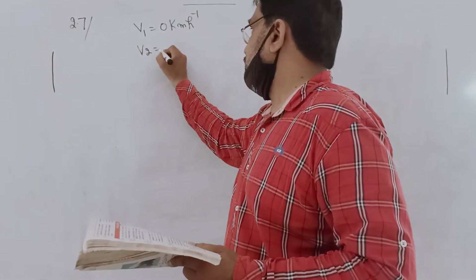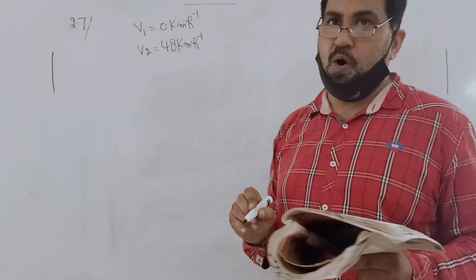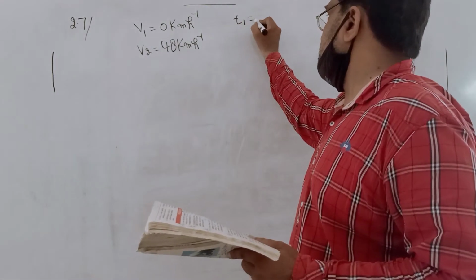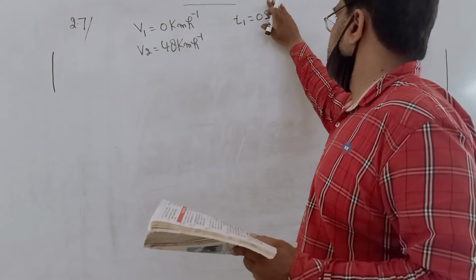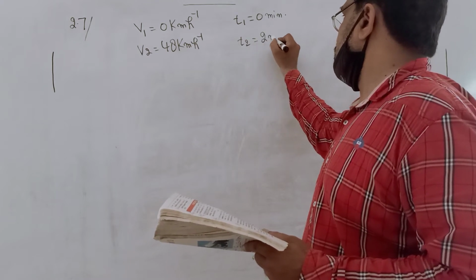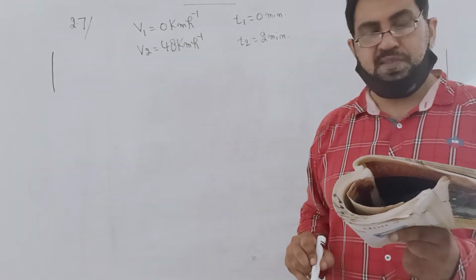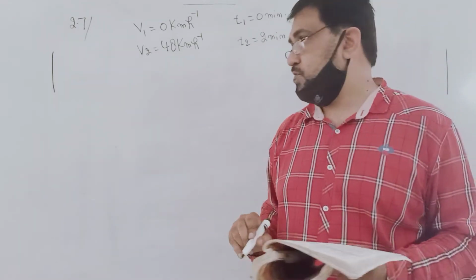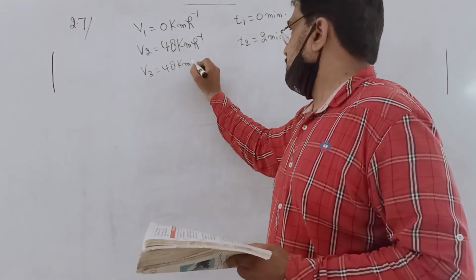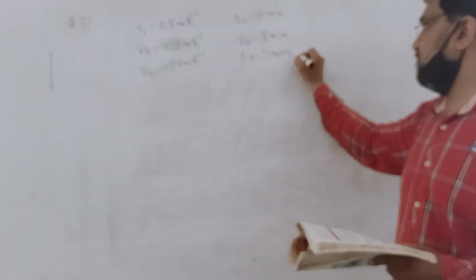V2 is 48 kilometer per hour in 2 minutes. T1 is 0 minutes, T2 is 2 minutes. It travels at this speed for 5 minutes. Same speed, and time is 5 minutes.